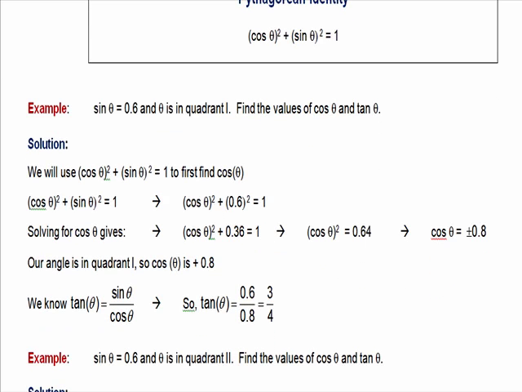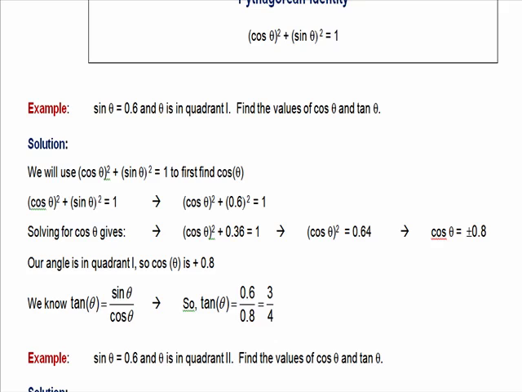So let's just take a look at one example, and then I'm going to hit the highlights of the remaining examples here. If I know sine theta is 0.6 and I know theta is in quadrant 1, I want to find the values of cosine theta and tangent theta. What's important to recognize is that I'm in quadrant 1, and so I should always get positive values for any of the trig functions.